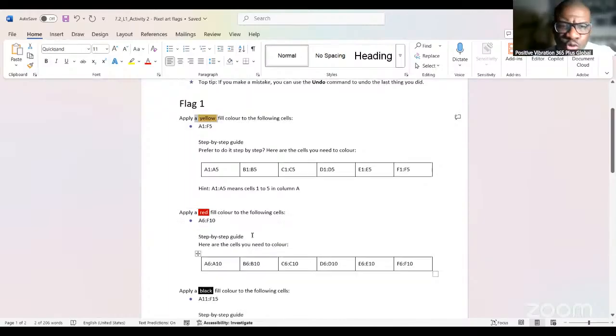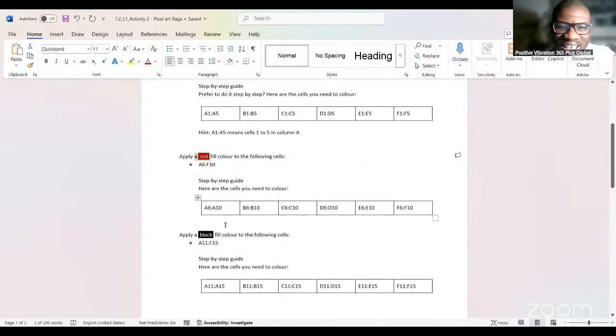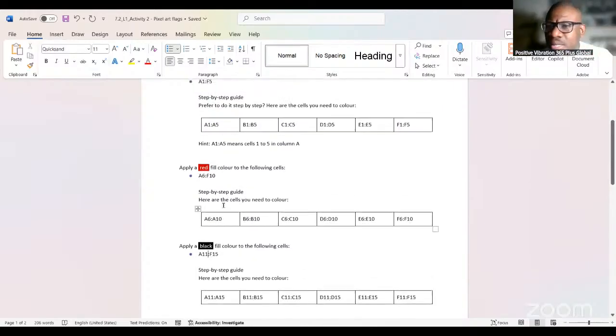Sound good. Then they want us to do from A6. We're going to highlight from A6 to F10, and we want that to be red. Then we're going to do one more from A11 to F15, and we're going to make that black. So I'm going to open an Excel file, and we're going to do the first one together.